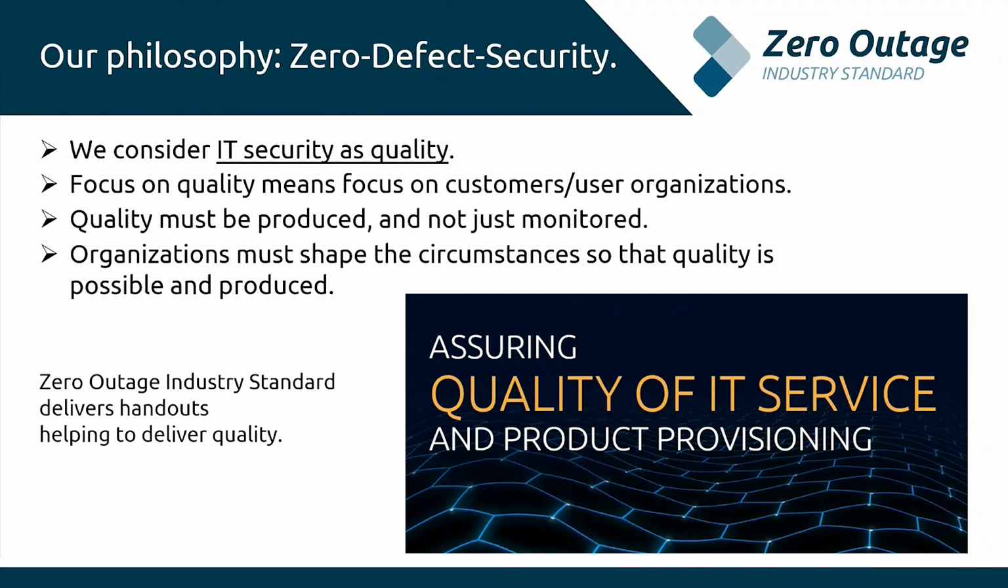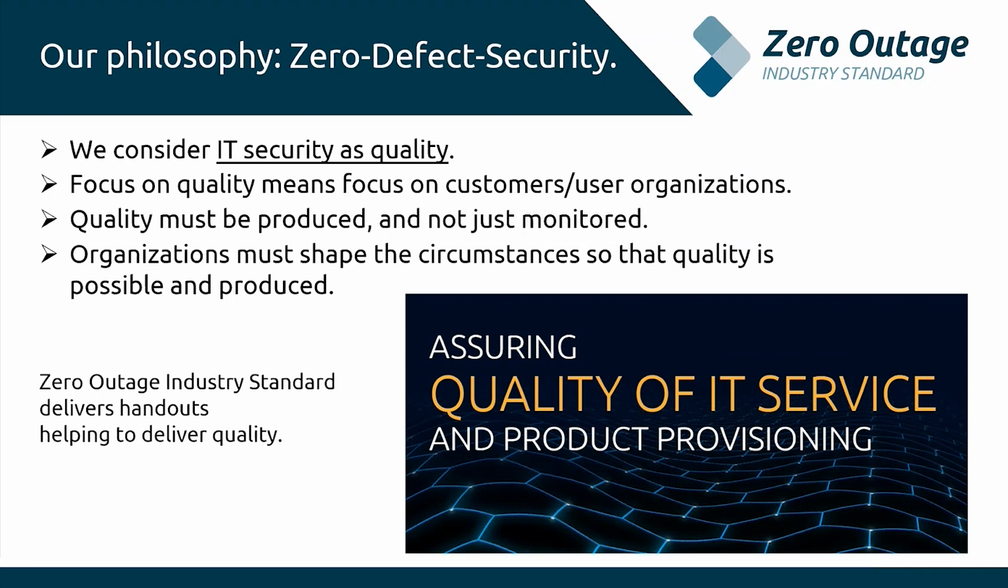So when we talk about quality, the essence is that quality must be produced and not monitored. You cannot only control this and verify if you have quality after you have produced something. It must be produced, so it must be part of the provisioning process.